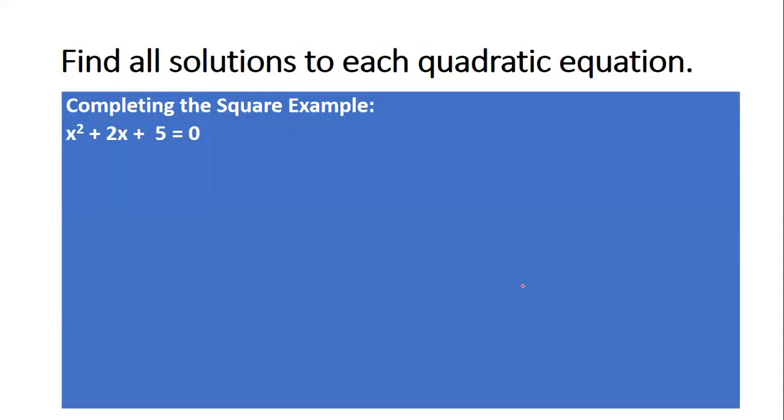All right, so here we go. This is our completing the square example. If you remember the steps for completing the square, step 1 is to move your c term. What is our c term here? 5. How do I move 5? Subtract it. So I'm left with x squared plus 2x plus nothing now equals negative 5. Good?